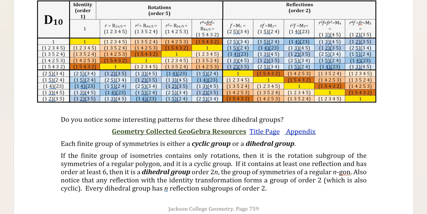If the finite group of isometries contains only rotations, then it's the rotation subgroup of the symmetries of a regular polygon, and it's a cyclic group. If it contains at least one reflection and has order at least 6, then it's a dihedral group of order 2n, the group of symmetries of a regular polygon. I think I was actually correct in saying isometries here.